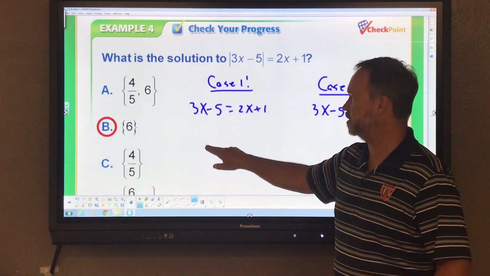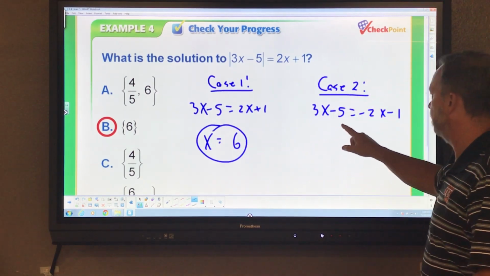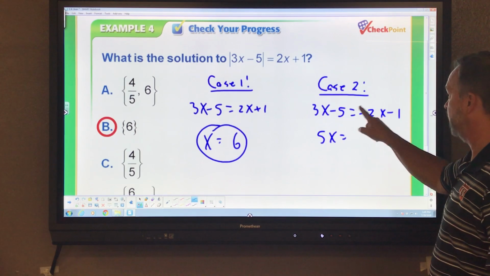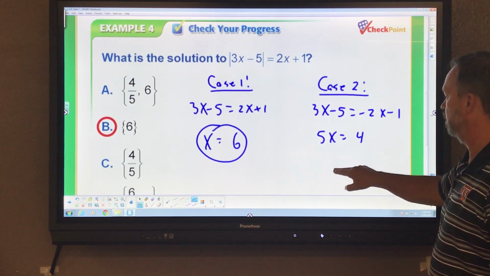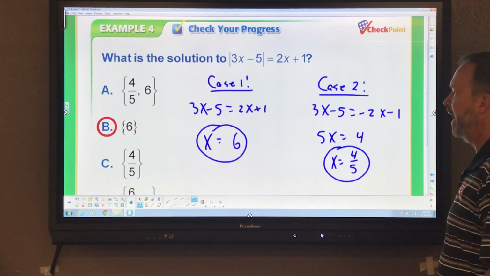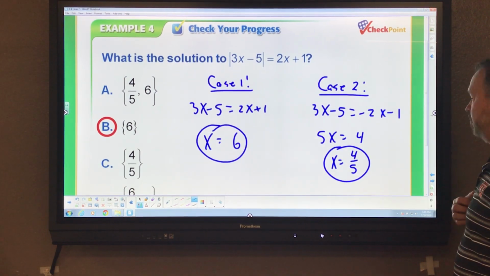I think I take the 2x over there, bring the 5 over here. I bring the 2x over here. It'll be a plus when it gets over there. Take the 5 over there. Divide both sides by 5. And then I would check it, and you can see that only one of those is a solution. I'll let you work through that.